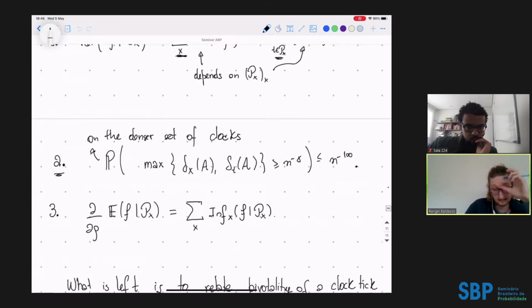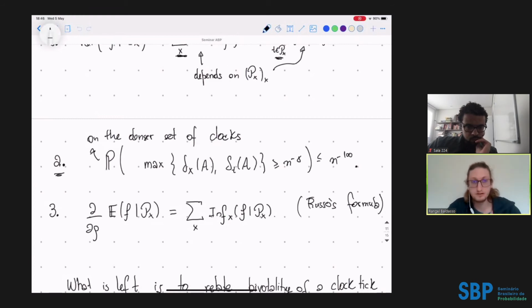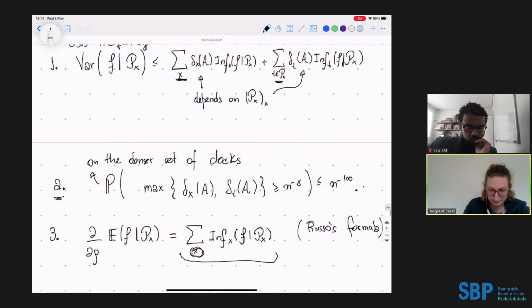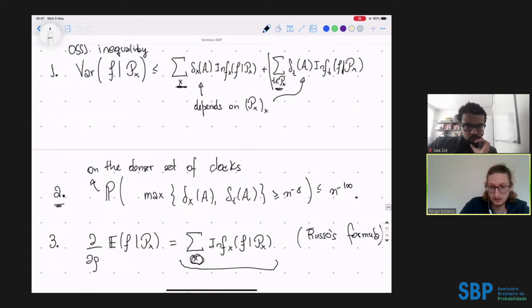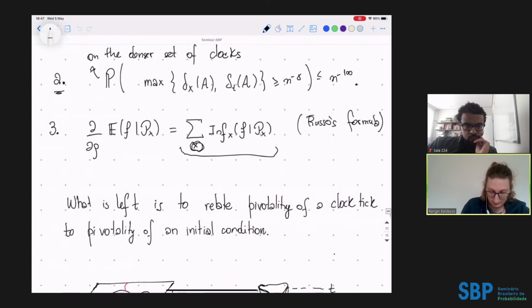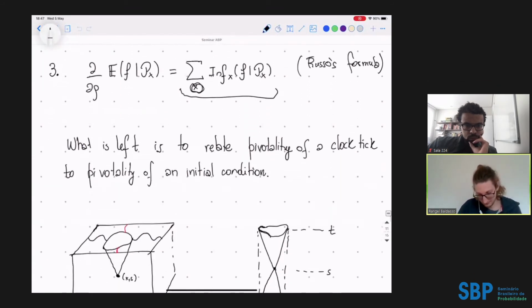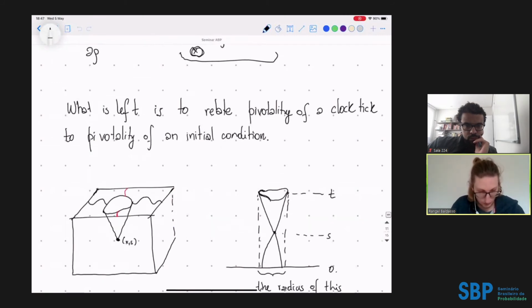And the third ingredient is a kind of Russo's formula, which is again a conditional Russo's formula, but we only have the sum of the influence of the initial condition here. So somehow we need to relate this other sum on top to this first sum that appears here. And this is the equivalent of relating the influence of a clock tick to the influence of initial conditions. That's maybe the hardest part of this whole thing.